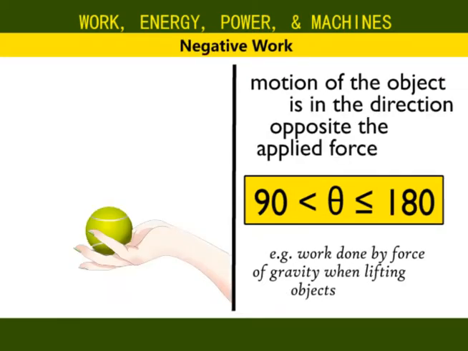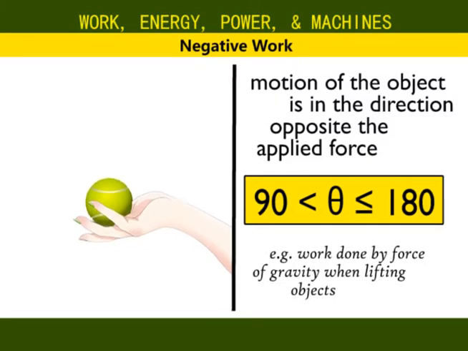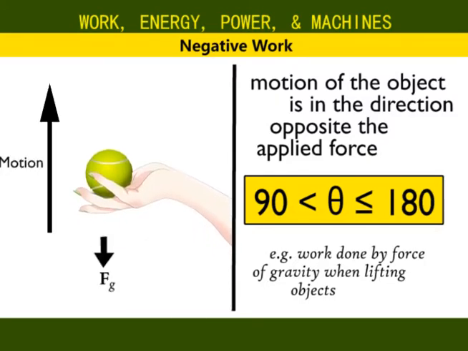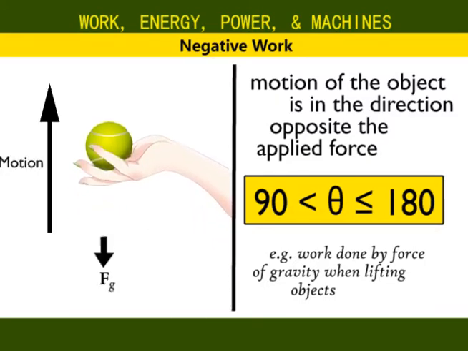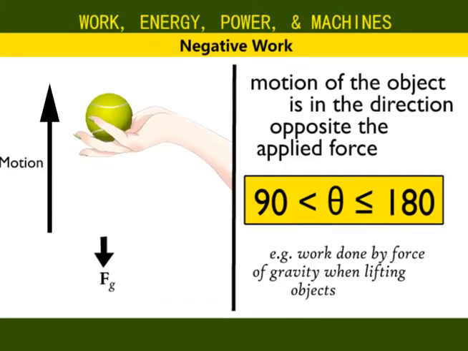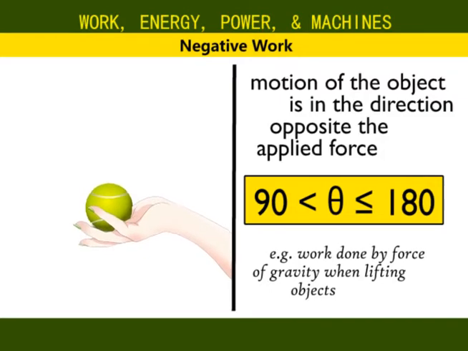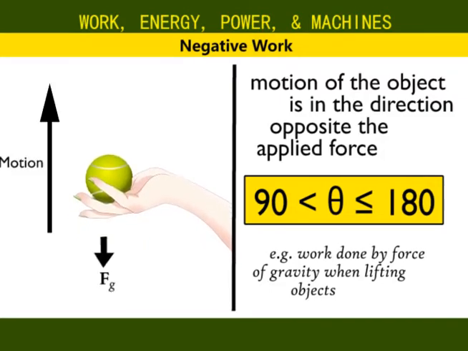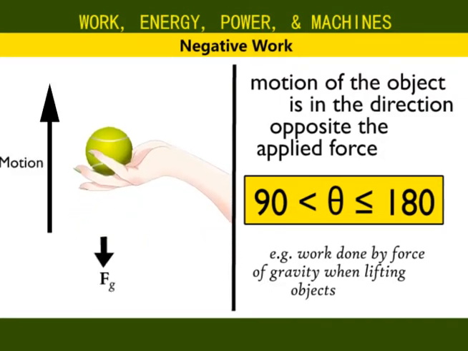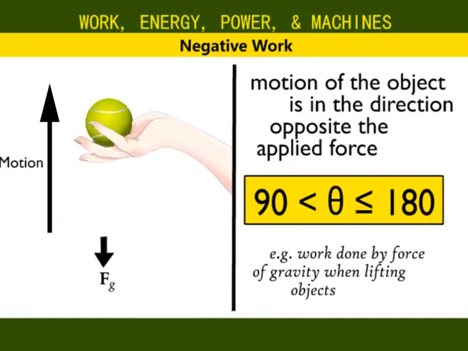Work done by a force is negative if the motion of the object is in the opposite direction to the applied force, or theta is greater than 90 degrees but less than or equal to 180 degrees. If you lift an object from the ground, the work done by the gravitational force is negative.